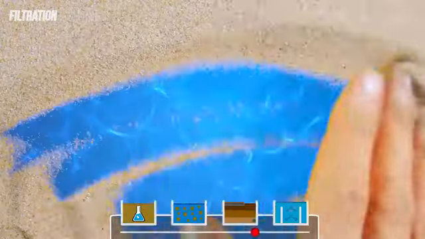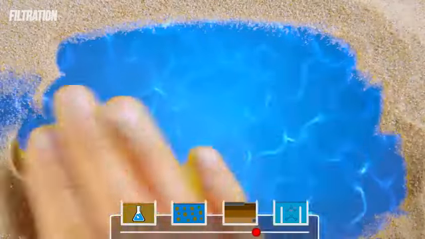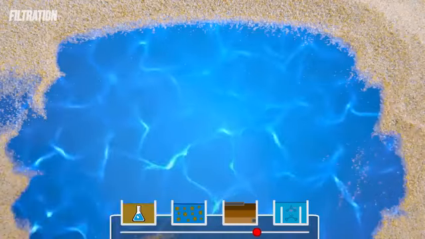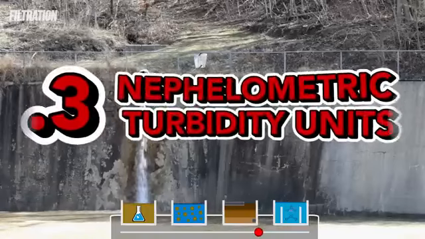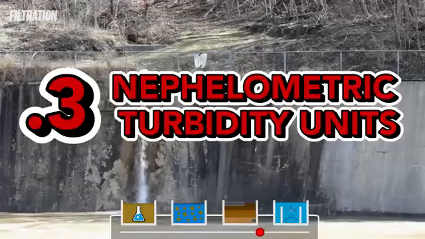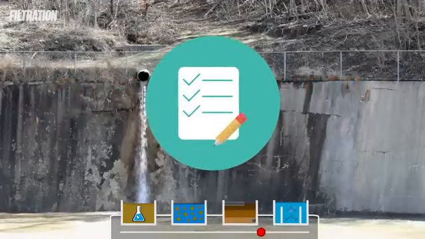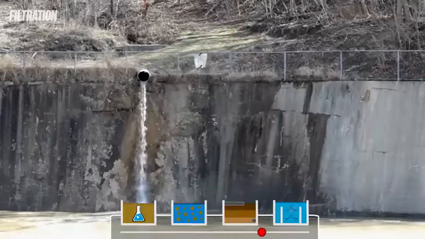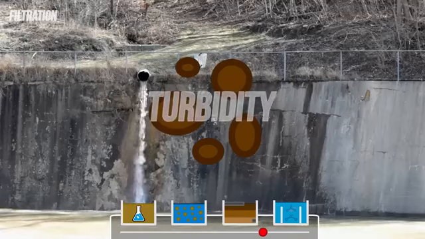Sand filters aren't highly technical. Water just passes through them and particles get caught as they run out of space to flow through. However, while not highly technical, sand filters are highly efficient. Water flowing out of sand filters will need to have a clarity of less than 0.3 nephelometric turbidity units, or NTU, or whatever local code is used for water clarity. This measurement is essentially just a way to determine the number of particles still remaining in the water, or turbidity.